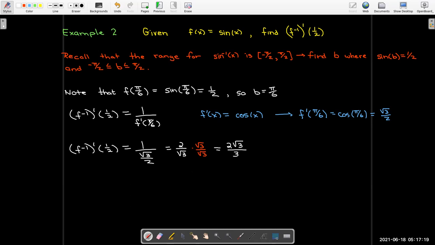So again, this is kind of a preview. From this same type of analysis, or maybe even the analysis from the previous example where we used implicit differentiation, we can actually come up with a formula for the derivative of inverse sine. Like I said, we'll leave that for later in the chapter.